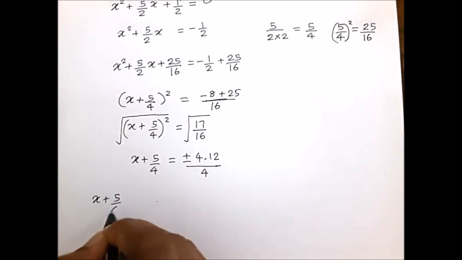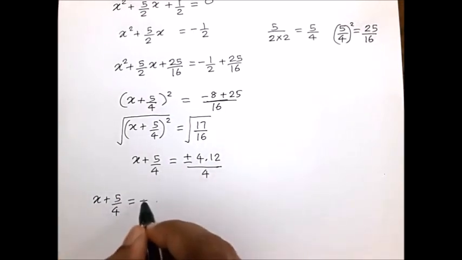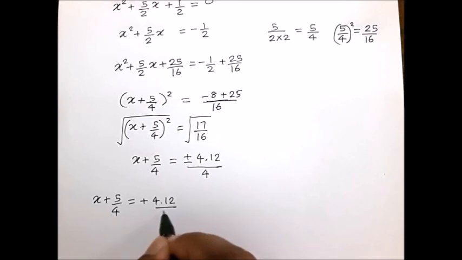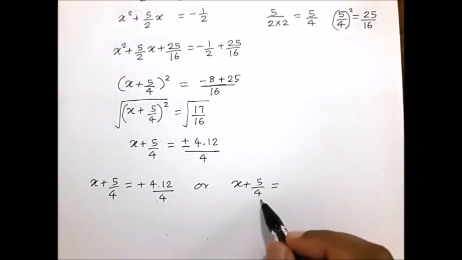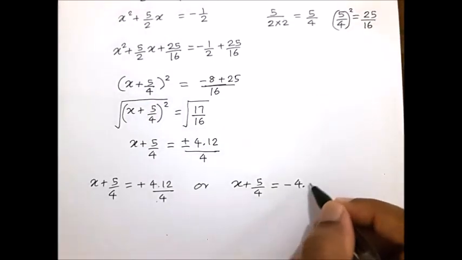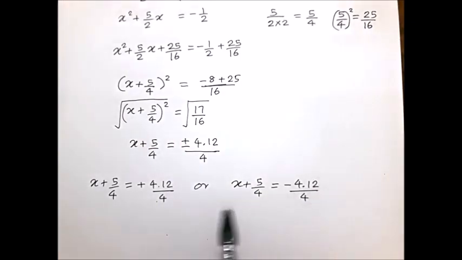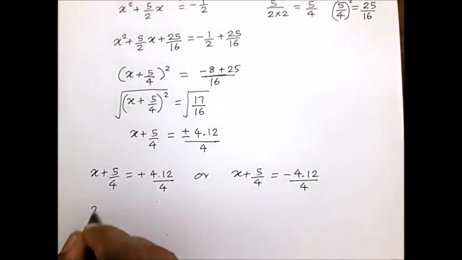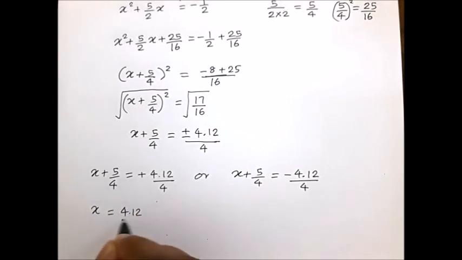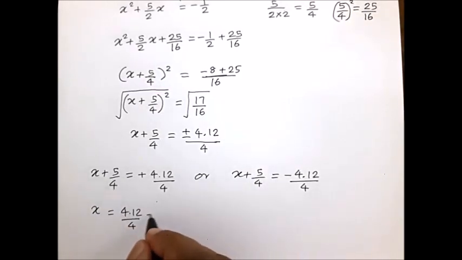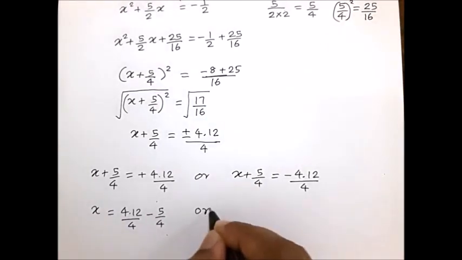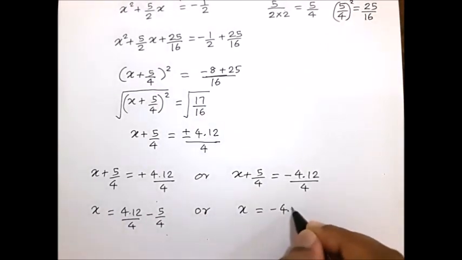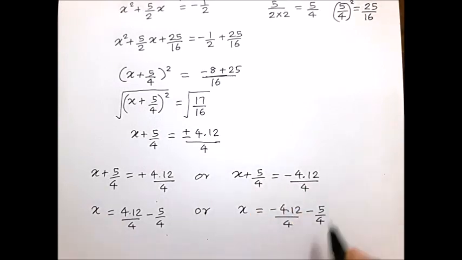Now I am going to separate this into two parts. X plus 5 over 4 equals, take the positive one first, plus 4.12 divided by 4, or x plus 5 over 4 equals minus 4.12 divided by 4. Separate the right hand side into two parts. Take the positive one here and the negative one here. Now make x the subject. Take this term to the right hand side. It is minus 5 over 4. And for the second, take this term to the right hand side. It is minus 5 over 4.